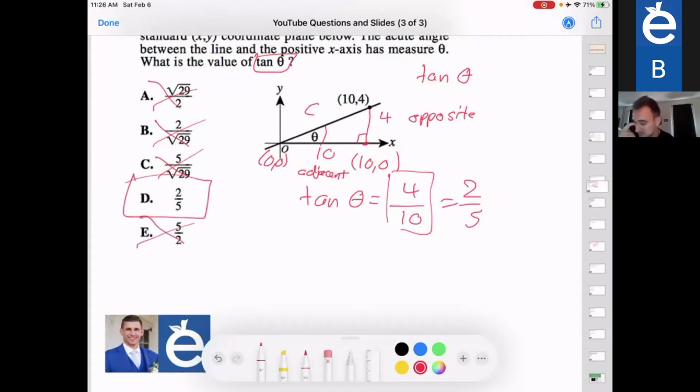We know E is kind of a bait answer, right? That would be if we got them backwards, if we put our adjacent over our opposite. So tangent theta is equal to 4 over 10. It's also equal to 2 over 5.